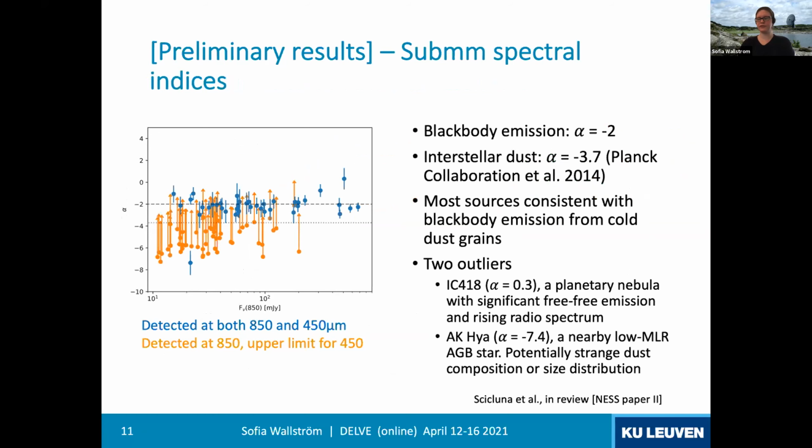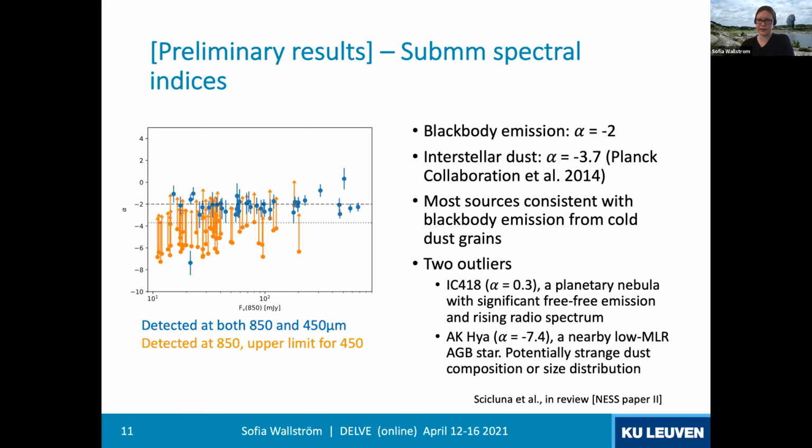Since we have 450 and 850 micron data, we've calculated sub-millimeter spectral indices, which are shown here on the left. The alpha value of -2 has a dashed line, which indicates black body emission, and the one at -3.7 is the canonical value for interstellar dust from Planck. So most of our sources are consistent with black body emission from cold dust grains.